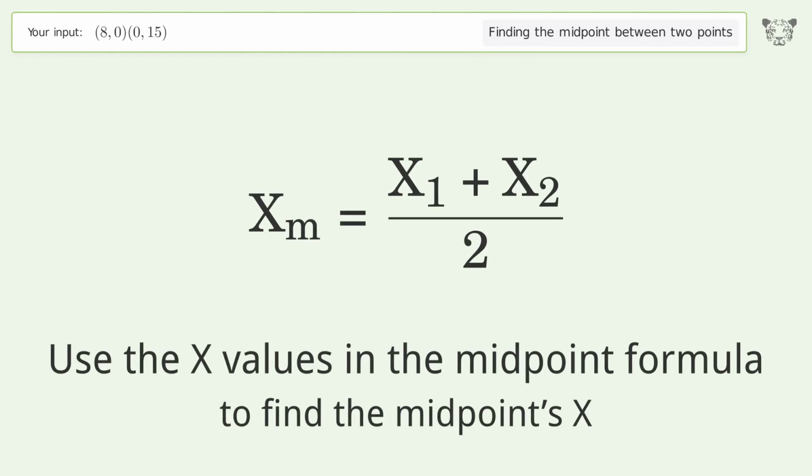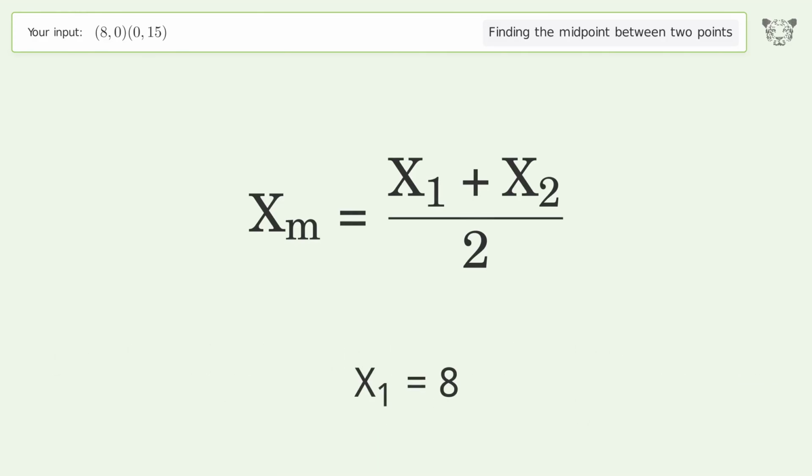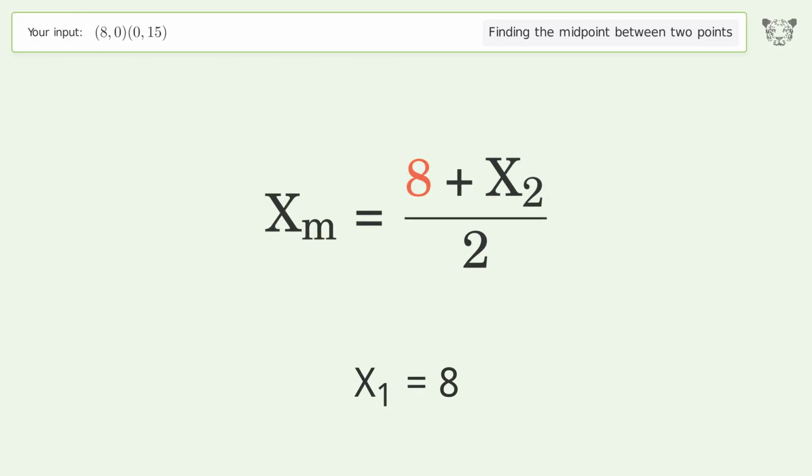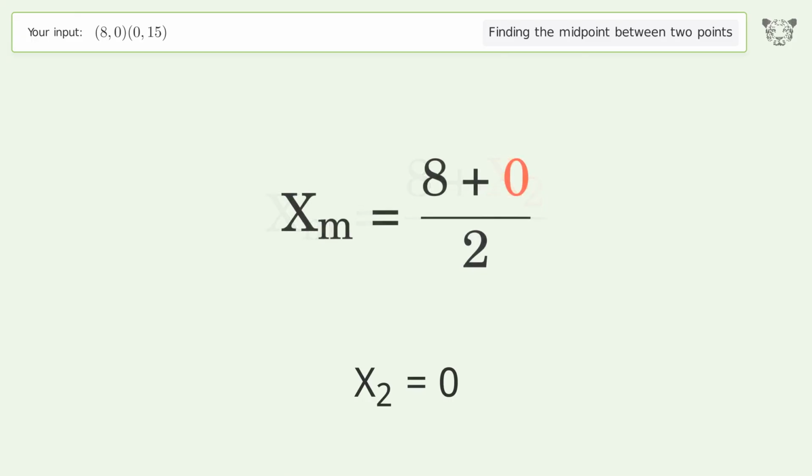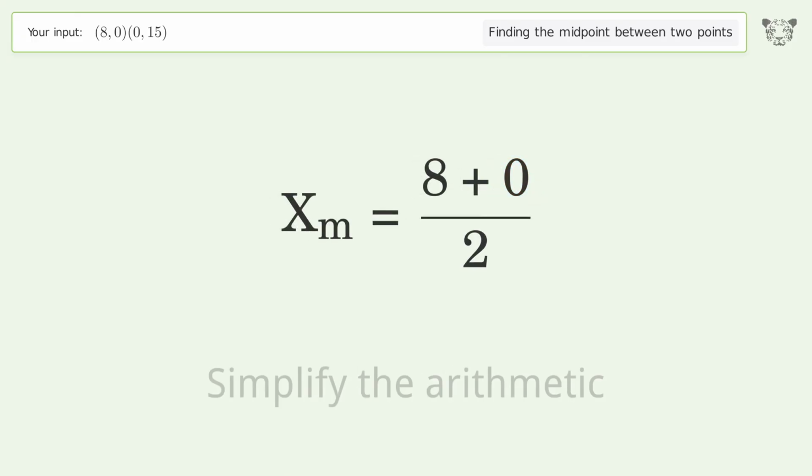Use the x values in the midpoint formula to find the midpoint's x. x1 equals 8. x2 equals 0. Simplify the arithmetic.